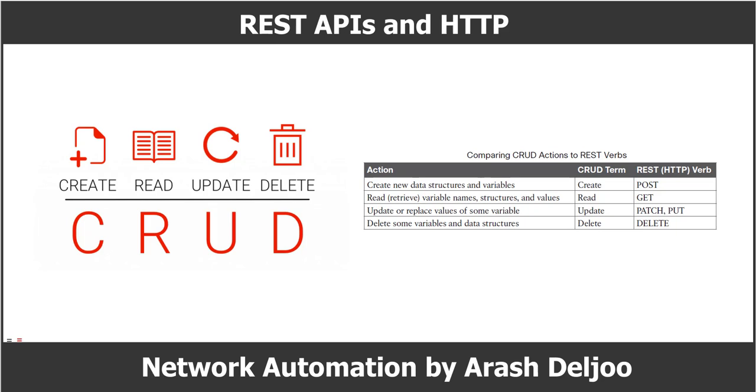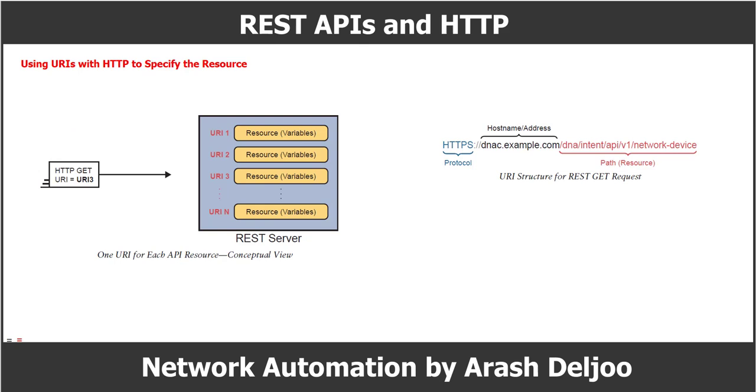because it has compatibility with the CRUD terms create, read, update, and delete, and in HTTP we have verbs for these functions. Now let me explain about using URIs with HTTP to specify the resource. In addition to using HTTP verbs to perform the CRUD function for an application, REST uses URIs to identify what resource the HTTP request acts on.